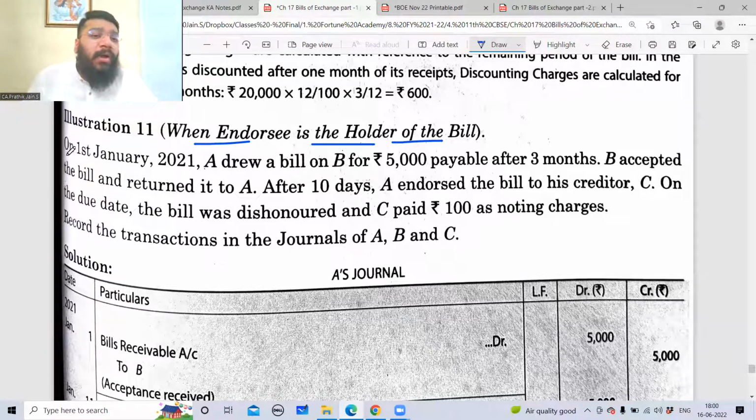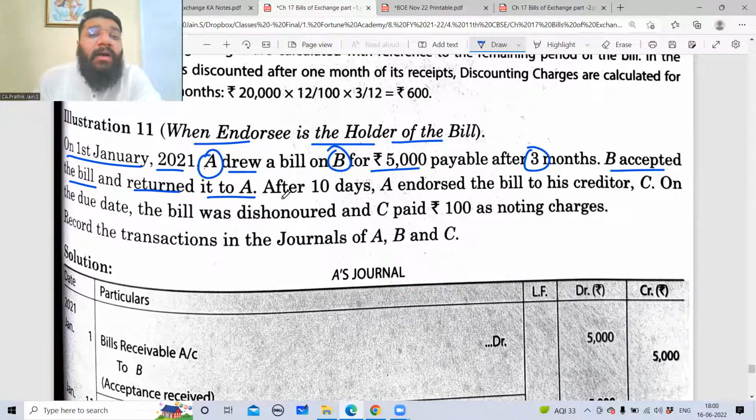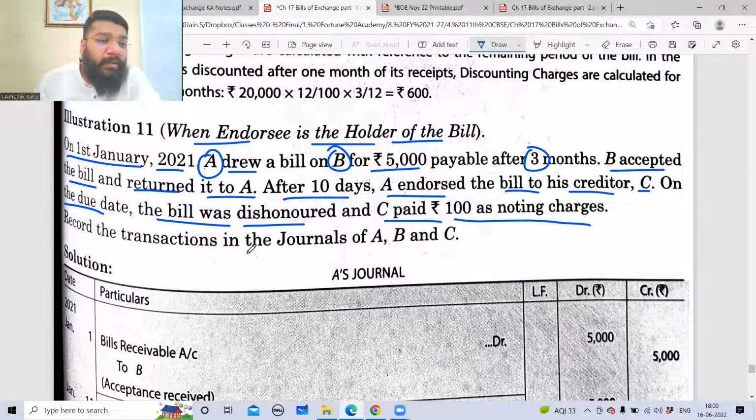On 1st Jan 2021, A drew a bill on B. So A is the drawer, B is the drawee, for 5,000 payable after 3 months. So 3 months is the term of the bill, which is after date. B accepted the bill and returned it to A. After 10 days, A endorsed the bill to his creditor C. On the due date, the bill was dishonored and C paid 100 rupees as noting charges. Record the transactions in the books of A, B, and C.